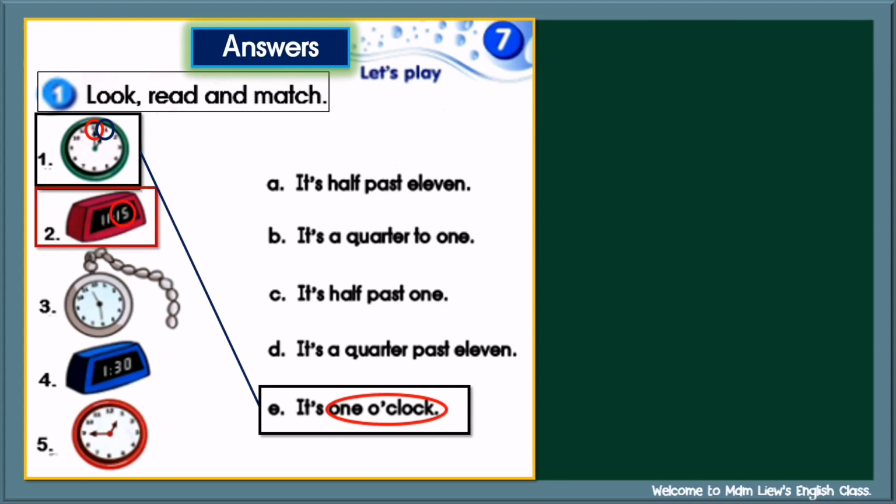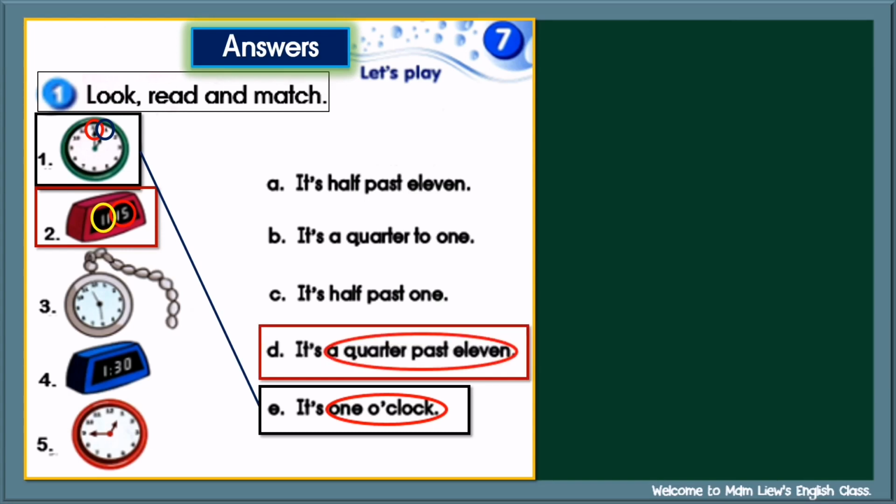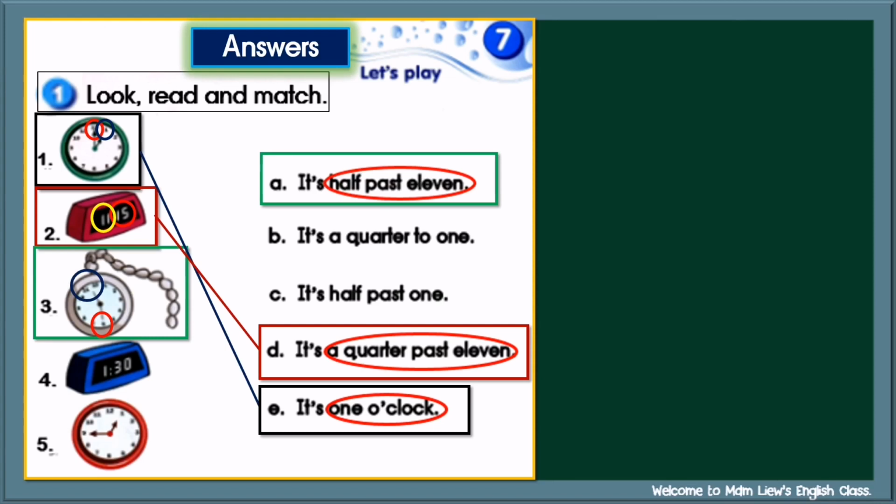Number 2. 15 minutes equals a quarter past the hour 11. It's a quarter past 11. Number 2, D. It's a quarter past 11. Number 3. The minute hand is pointing at number 6. So it's half past something. The hour hand is pointing at half past number 11. It's half past 11. Number 3, A. It's half past 11.